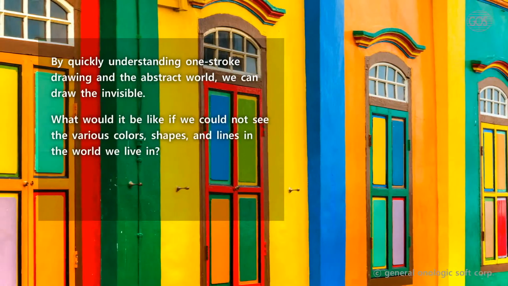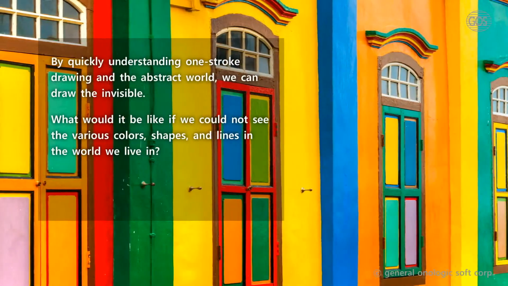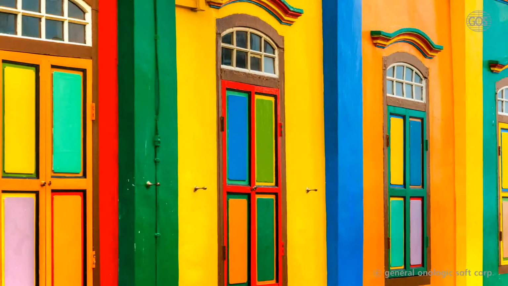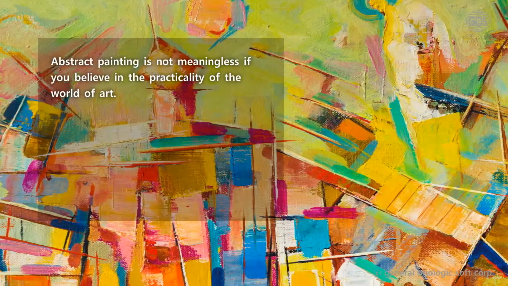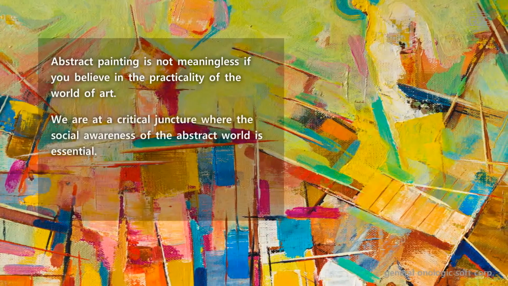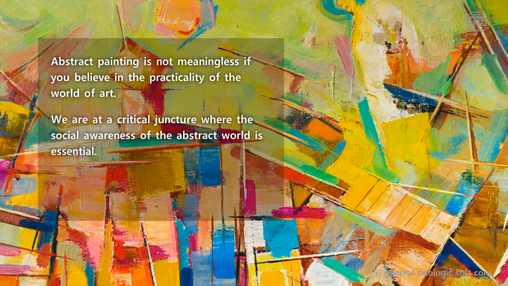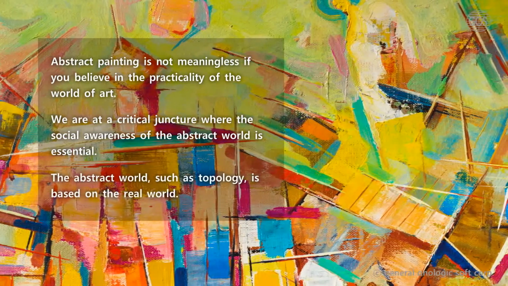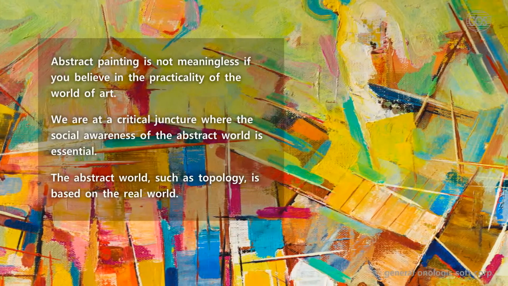What would it be like if we could not see the various colors, shapes, and lines in the world we live in? Abstract painting is not meaningless if you believe in the practicality of the world of art. We are at a critical juncture where the social awareness of the abstract world is essential. The abstract world, such as topology, is based on the real world.